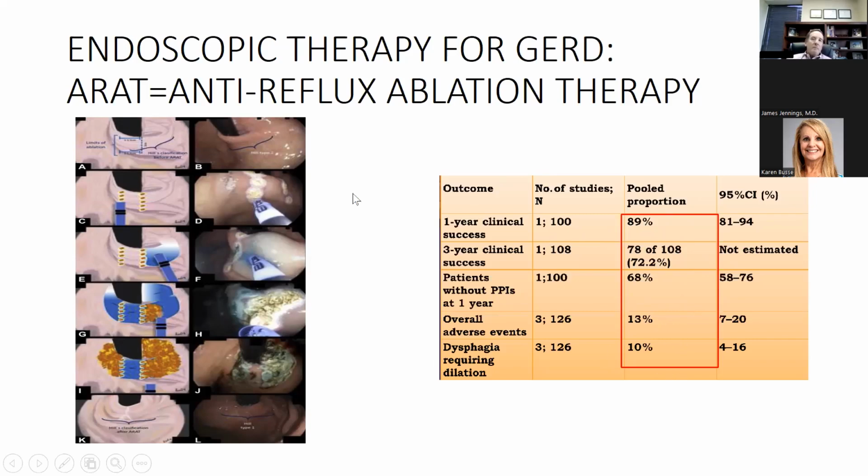Adverse events, mostly postoperative pain or discomfort in the upper abdomen, lower chest, and 1 out of 10 patients needed to have a repeat EGD to dilate. Most of that was probably earlier on in this technique when physicians were burning too close. Now the technique is to burn in the gastric cardia away from the junction to avoid that.